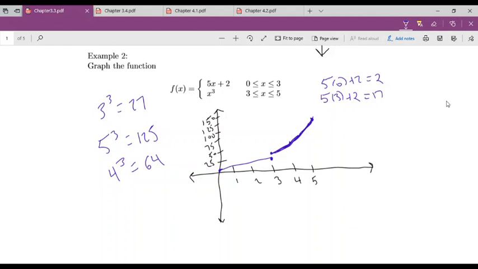So hopefully you kind of followed how I did that. It's not really hard. Just do it piece by piece. So we took the first piece, we graphed it within the domain. We took the second piece, we graphed it within the domain. And there it is. Okay.